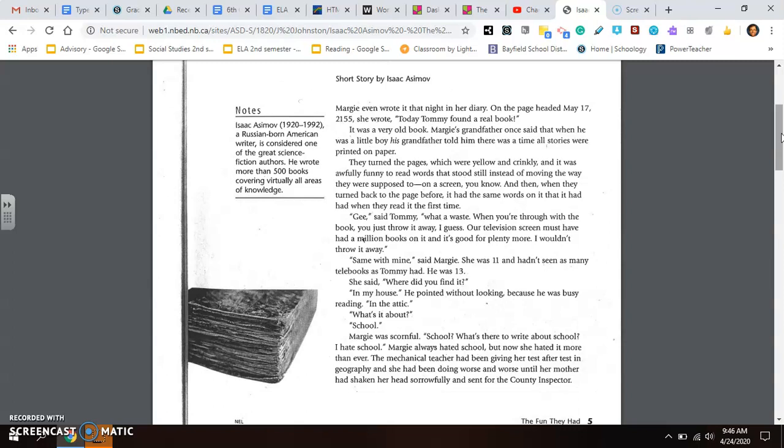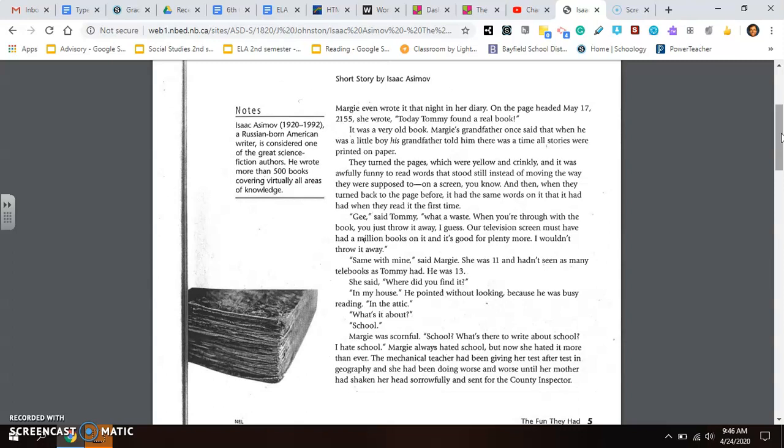"Gee," said Tommy, "what a waste. When you're through with the book, you just throw it away, I guess. Our television screen must have had a million books on it. And it's good for plenty more. I wouldn't throw it away." "Same with mine," said Margie. She was 11 and hadn't seen as many telebooks as Tommy had. He was 13. She said, "Where did you find it?"